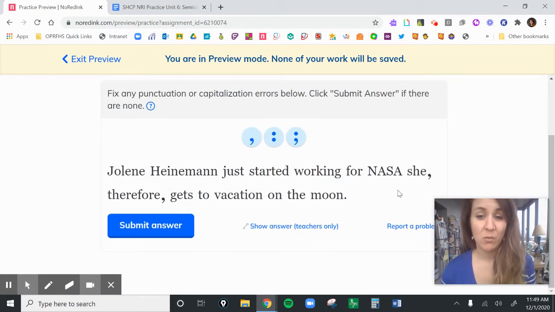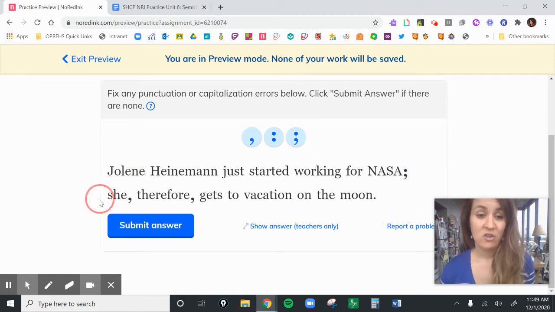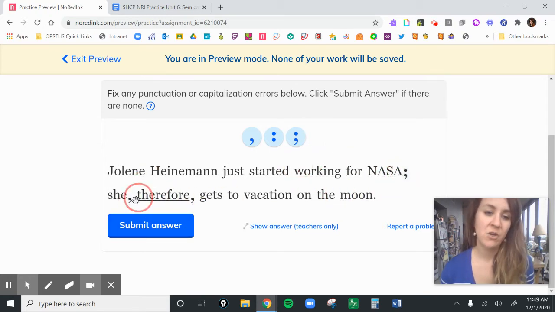Jolene Heineman just started working for NASA. She therefore gets a vacation on the moon. So Jolene Heineman just started working for NASA. That's one complete thought. She gets to vacation on the moon. That's the second complete thought. This one isn't introducing this one, so I'm just going to use a semicolon. And therefore, as a THAMOS, is in the middle of this sentence, so I'm going to put commas on both sides.